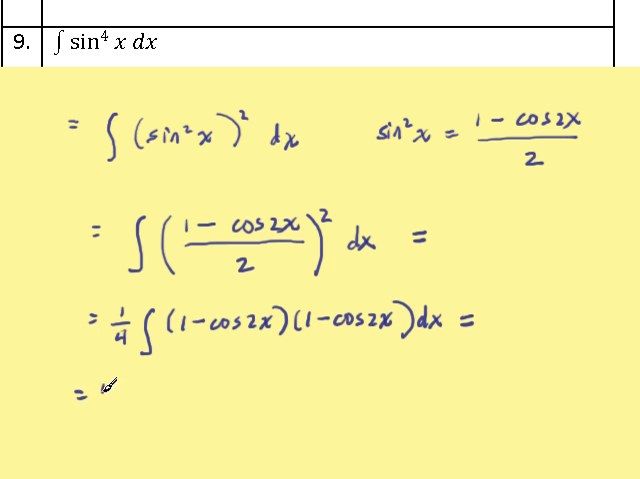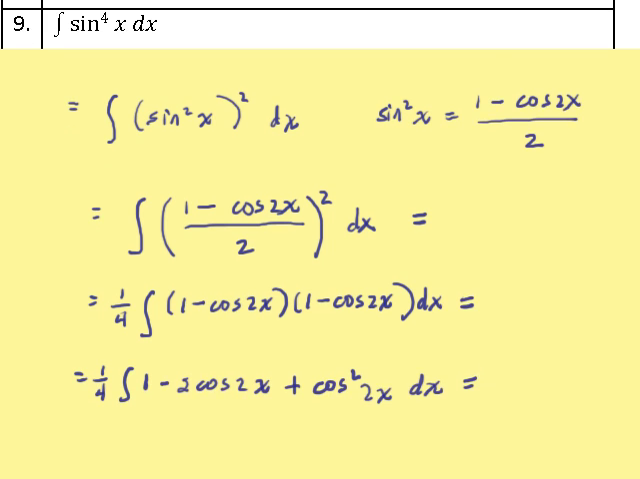So that's 1/4, and here we have 1 times 1. Then we have minus cos 2x minus cos 2x, that's minus 2 cos 2x. And then this times this is plus cos squared 2x dx. Now we're going to integrate term by term.